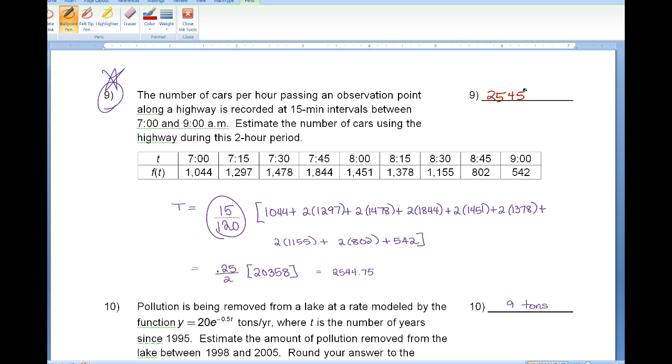Casey, why do you put it over 120? Oh, so you have to be careful because it said out of a 2-hour period. So 2 hours is 120 minutes. And if you look at your time intervals from 7 to 7:15, the time interval length is H. Oh, so that's 15.